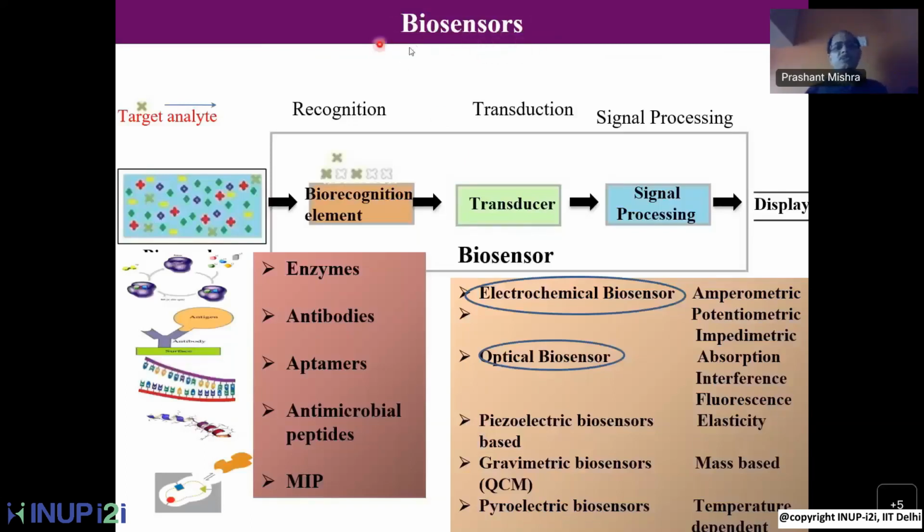Now, can we use a biosensor for other applications? In fact, biosensor also integrates those sensors where biological components are involved in the sensing device.